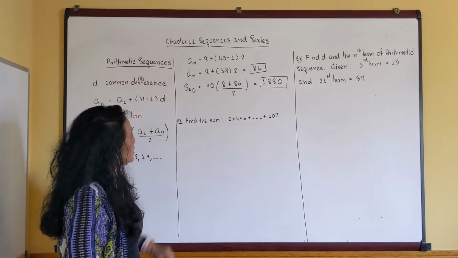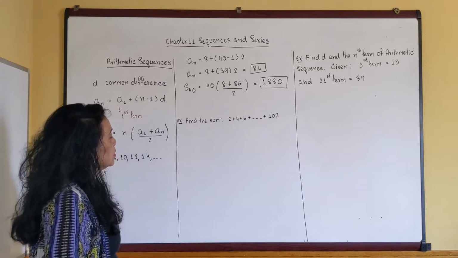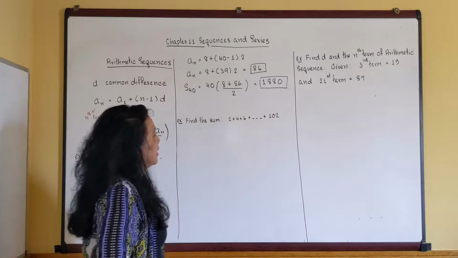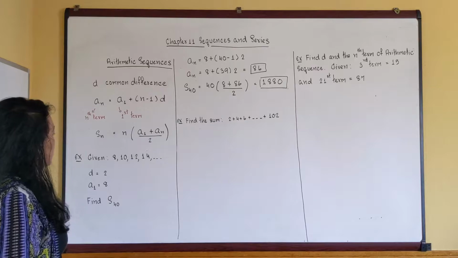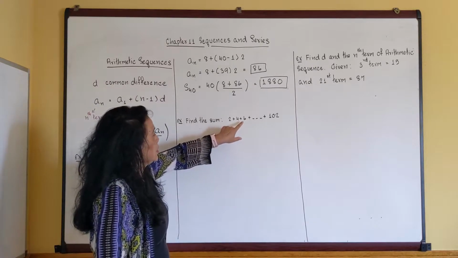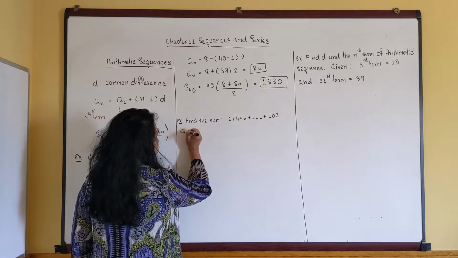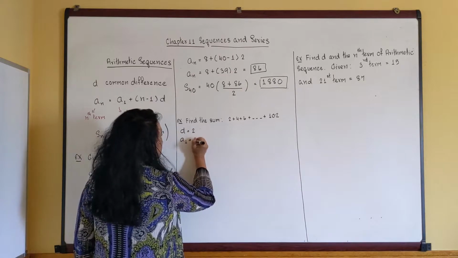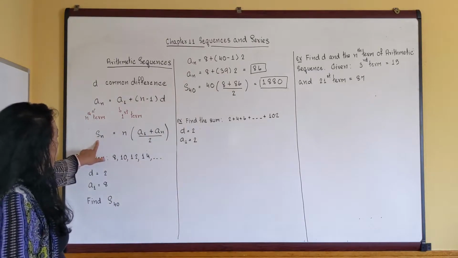They want you to find the sum of 2, 4, 6, and so on, all the way to 102. So we're not going to add all of them and find the answer. We're going to use arithmetic sequence. We know the common difference is 2, because 4 minus 2 is 2, 6 minus 4 is 2, and so on. So d is 2, and a sub 1 is 2. Now the sum. So we have this formula.